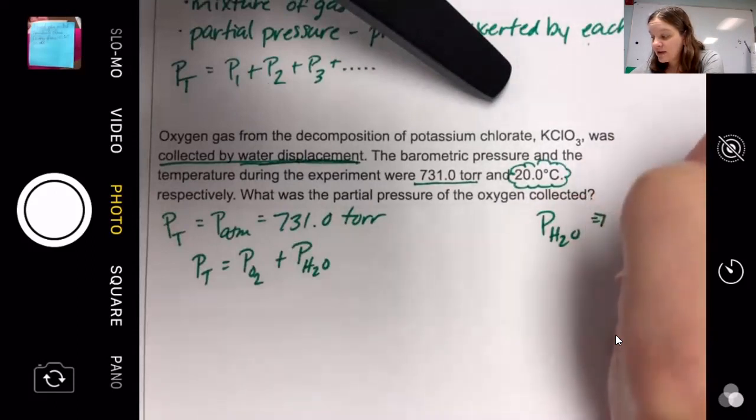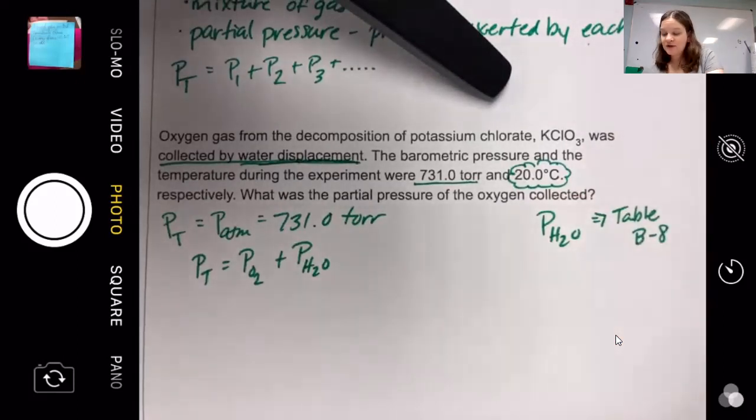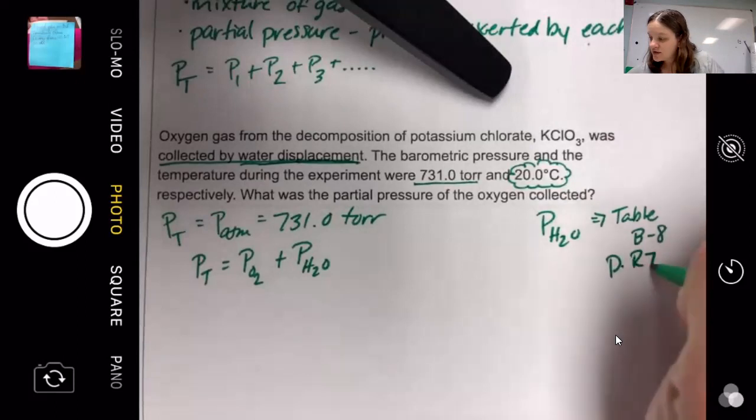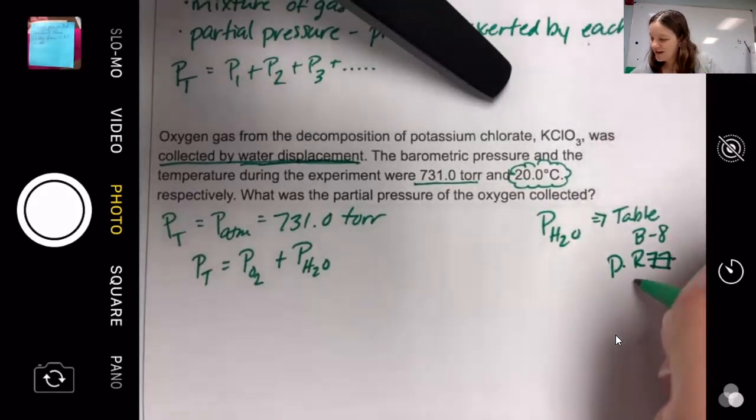We're going to go find the table, what is it? It's B8. Let me go find B8. If you have your book handy, it's in the second set of dark green at the back. It is on page R77. Nope, that's B6, sorry. B8 is on page R79.